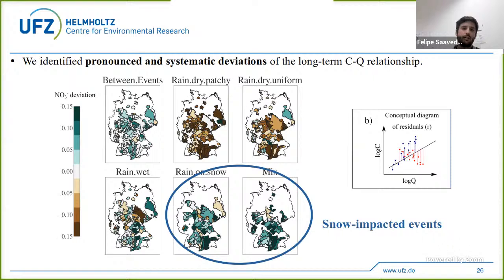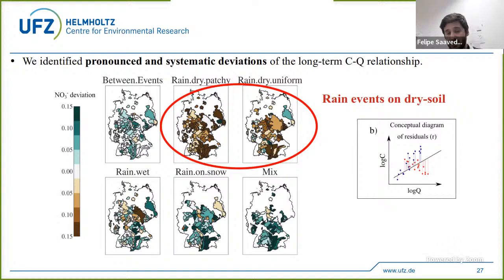And then those are the main results. We checked here these deviations that we were saying, and here we see with blue or green colors, positive deviations, and with brown colors, negative deviations. So for these events, rain on snow and mixture events, which I will now call snow impacted events, most of the catchments show positive deviations, meaning much more nitrate transport during these events compared to the long-term pattern. And then for rain-dry events, rain-dry patchy, rain-dry uniform, the opposite. During these dry conditions, concentration of nitrate decreased below the long-term CQ relationship, this line of reference that I'm using.